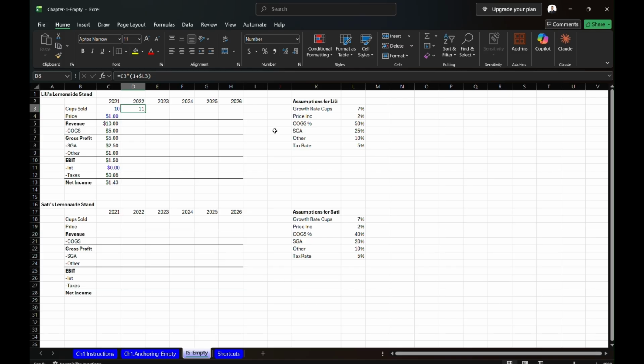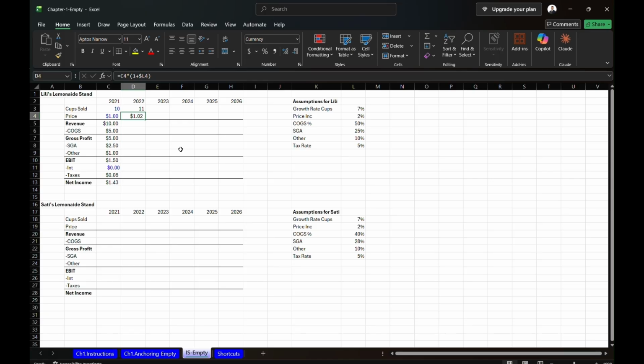So again, now in year 2, people know that Lily's lemonade is good, so we're going to have a little bit of a price increase. And we're going to sell that lemonade for a little bit more than $1 like she did in year 1. So to do that, we're going to do the same thing we did for cups sold here. I'm going to do equals, left arrow to $1, multiply it by opening a parenthesis, do 1 plus our price increase growth rate here. And again, anchor, so we lock in that cell, lock in the column, close parentheses, hit enter. So now she sold 11 cups in year 2 at $1.02.